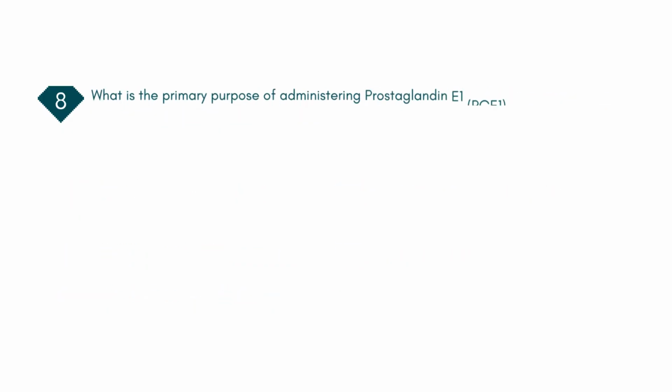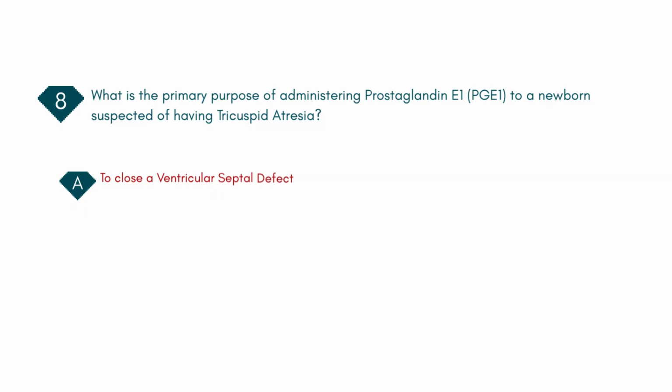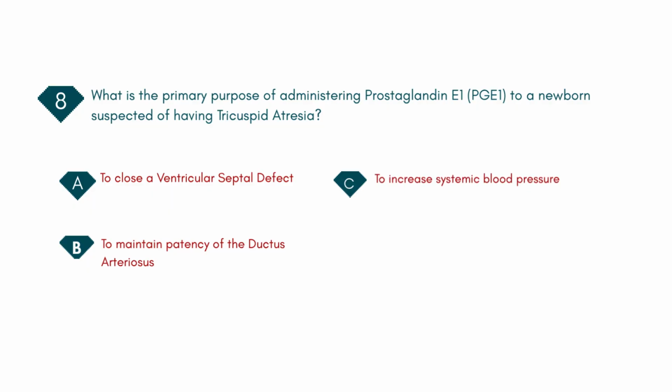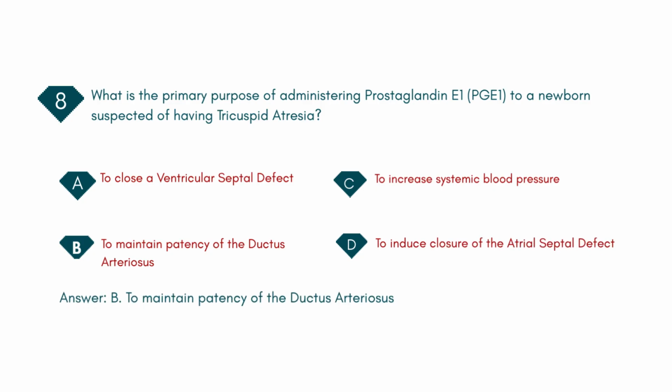What is the primary purpose of administering prostaglandin E1, PGE1, to a newborn suspected of having tricuspid atresia? A. To close a ventricular septal defect. B. To maintain patency of the ductus arteriosus. C. To increase systemic blood pressure. D. To induce closure of the atrial septal defect. Answer B. To maintain patency of the ductus arteriosus.